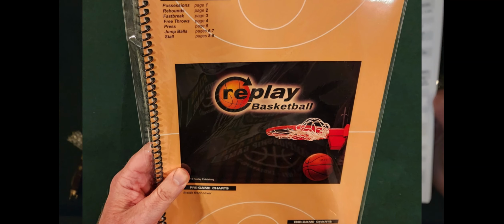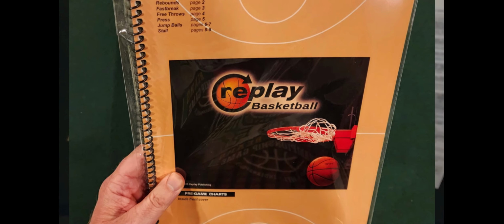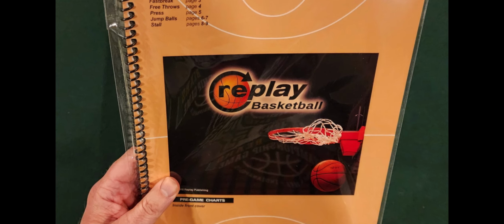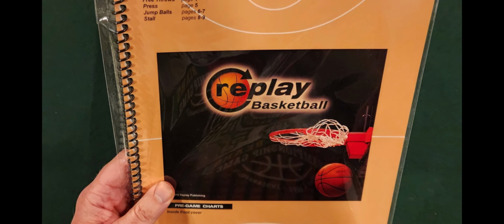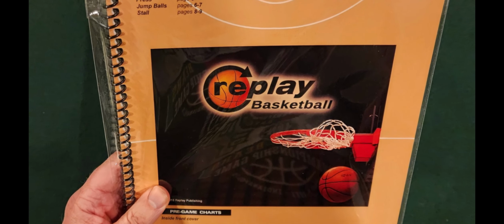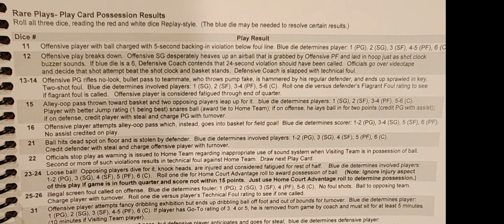Who puts together a whole booklet dedicated to rare plays? That is quite impressive. So we got the dice roll. We got 11 rare play card possession results. Roll all three dice, red, white, and blue. So you've got 11 through what? Does that mean 999 plays or something? Or what is it? I'm very curious about this.